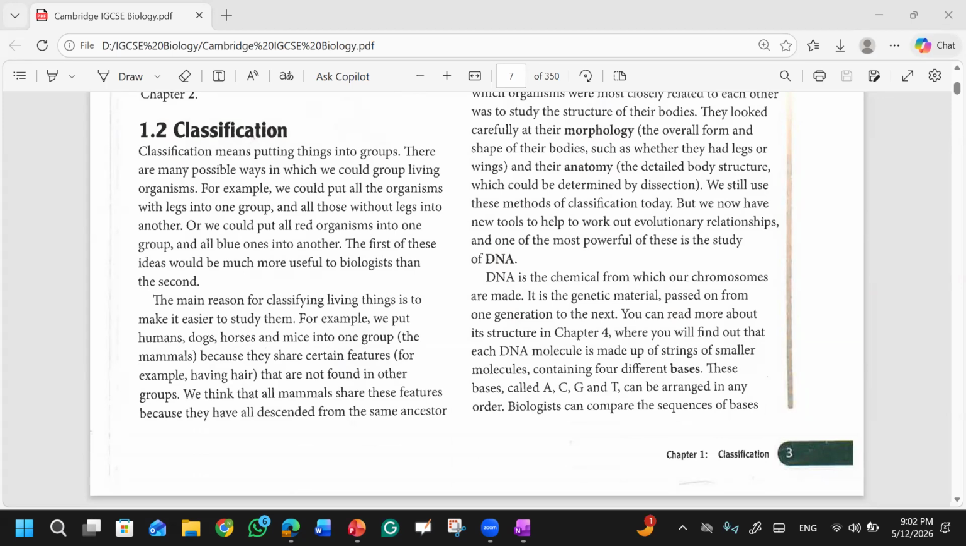What was the base? Like one has legs and one doesn't? No, the first one. Why did they put the human, dogs, and horses and mice into one group? Because they have a certain feature, that they have hair, and they make milk. We can say on the basis of some common features. Okay, on the basis of some common features, they classified the organisms in the initial stages.